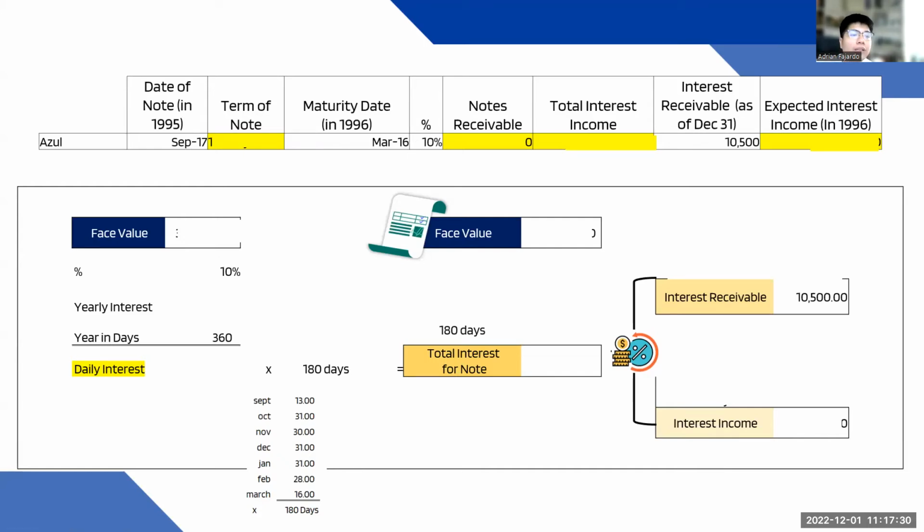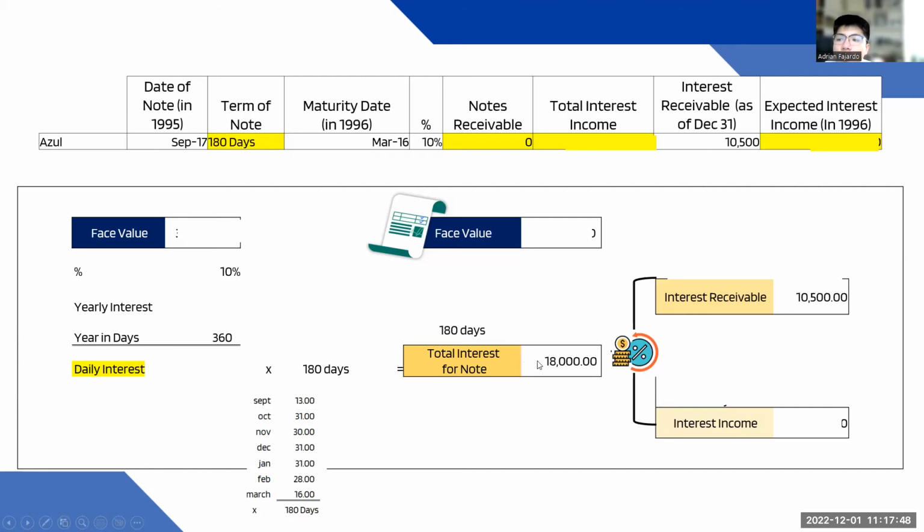And alam natin 31 si October. So September is 30. So 30 minus 17 is 13. And then if you solve properly, you'll get 180 days, right? So ito yung computation. Now we know that the term of the note is 180 days.